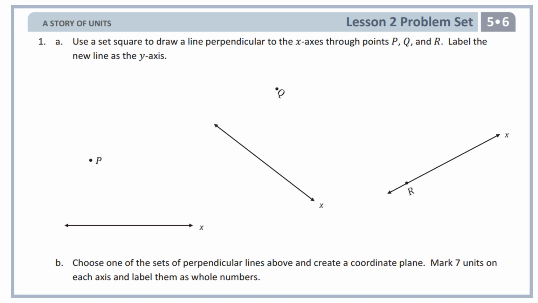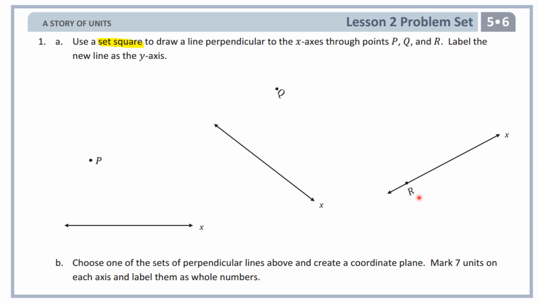Number 1A. It says use a set square to draw a line perpendicular to the x-axis through points P, here's point P, Q, and R. Then it says label the new line as the y-axis. So there's a word here that we haven't seen before that I want to talk about, a set square. A set square is really any kind of ruler or any kind of straight object that you can use to draw straight lines.